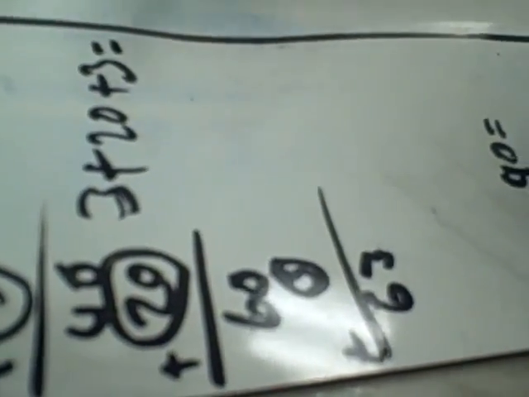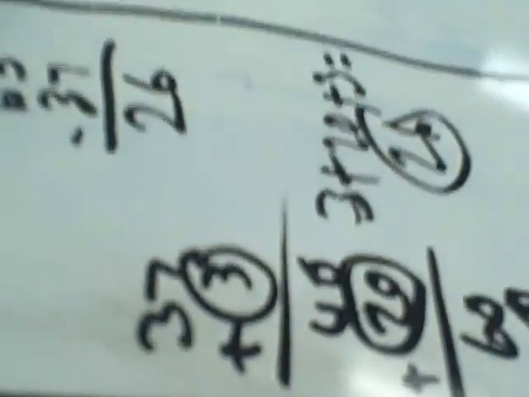So then you would add up 3 plus 20 plus 3 equals 26. 26 is our final answer.